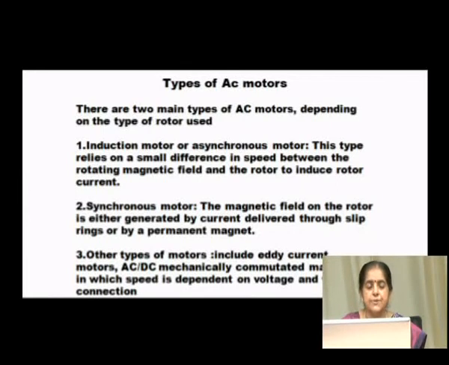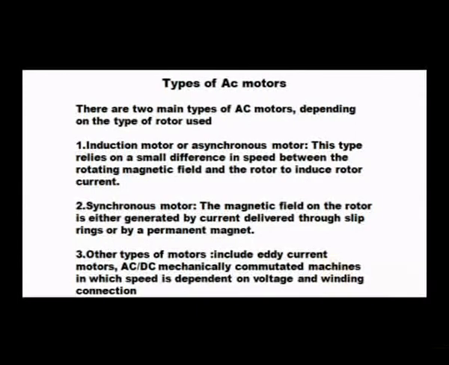Asynchronous motors are also known as induction motors. So induction motor or asynchronous motor, they are one and the same. This type relies on the small difference in speed between the rotating magnetic field and the rotor to induce rotor current. Whereas in the synchronous motor, the magnetic field on the rotor is either generated by the current delivered through slip rings or by a permanent magnet.